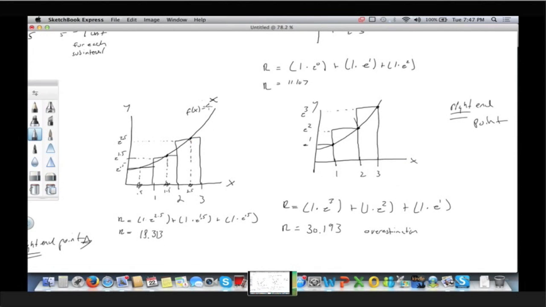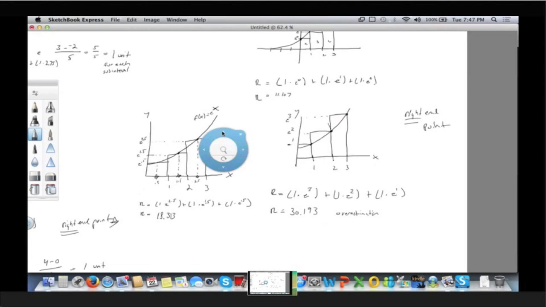Now remember, you and I have already learned how to find the exact value of the integral. Why don't we go ahead and do that? Let's figure out the exact value of this integral. Okay.